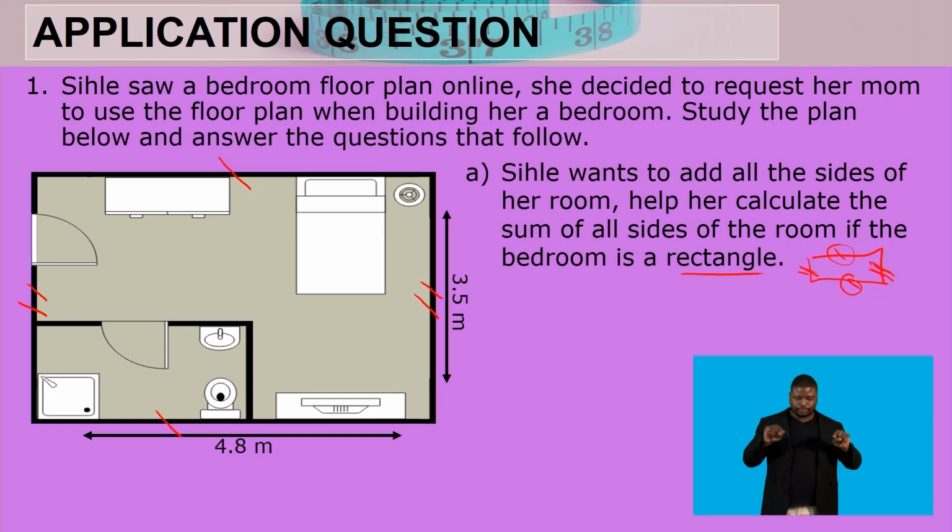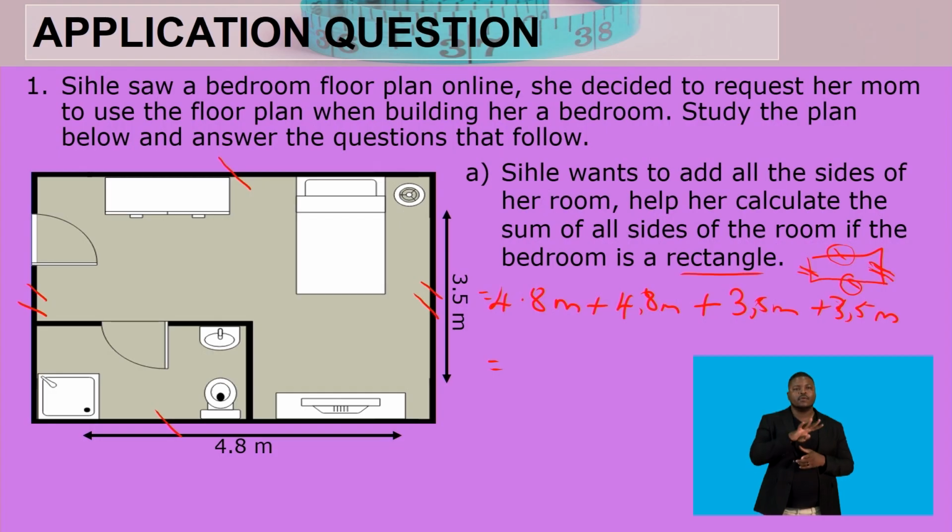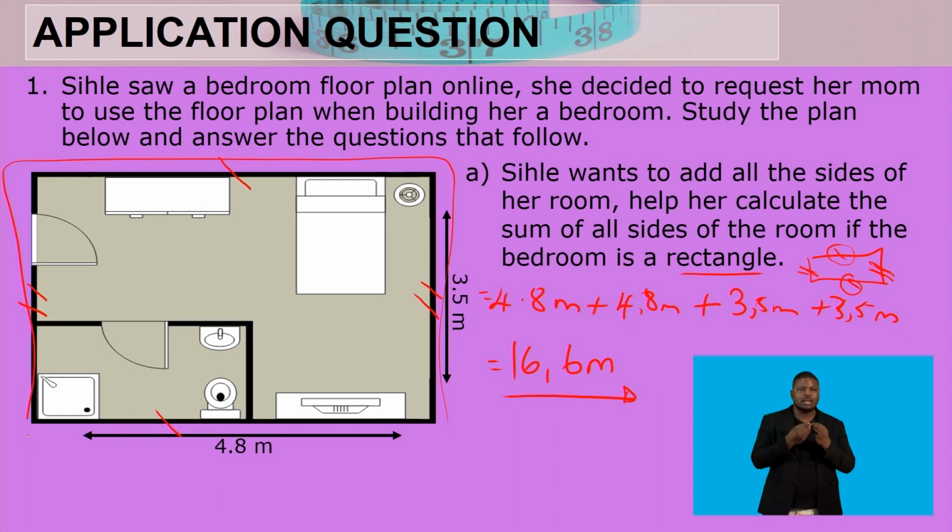So we have to add all the sides. It means we've got two of our lengths, which is 4.8 meters plus another 4.8 meters, plus now we go to the width, which is 3.5 meters plus another 3.5 meters. So what is 4.8 plus 4.8 plus 3.5 plus 3.5? What are you getting? I'm getting 16.6 meters. So this is the total measurement of this entire bedroom.